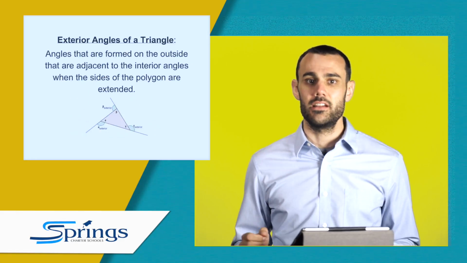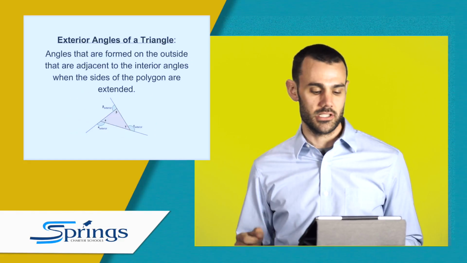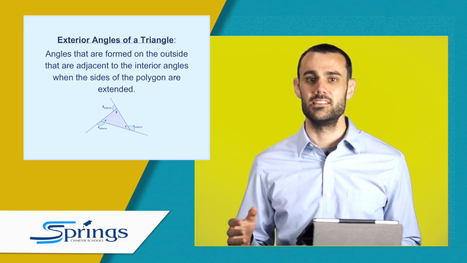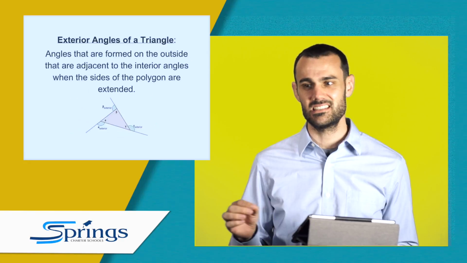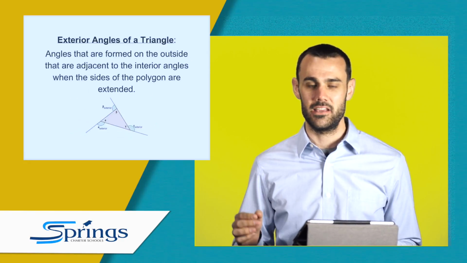So exterior angles of a triangle are angles that are formed on the outside, adjacent to the interior angles, when the sides of the polygon are extended. Now here in our image you can see that basically we drew a triangle, but we just kept extending the line a little bit to help create what we call exterior angles of a triangle.